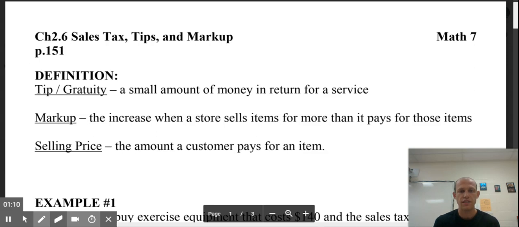The selling price is the price that you actually will pay. So, for example, if that pair of shoes was $10 and they marked it up to be $25, $25 is the selling price. They made $15 off of it, but the selling price for you, that is $25.